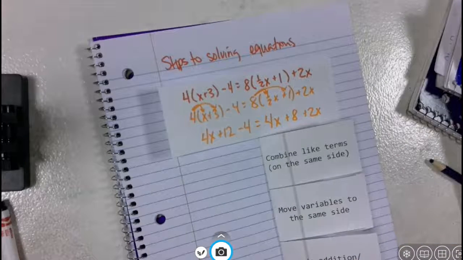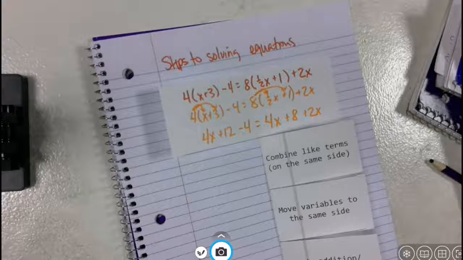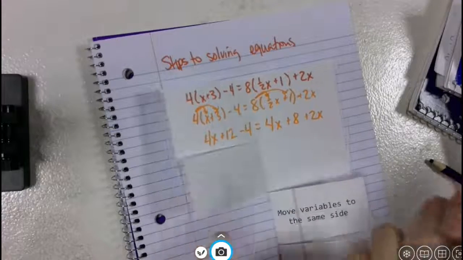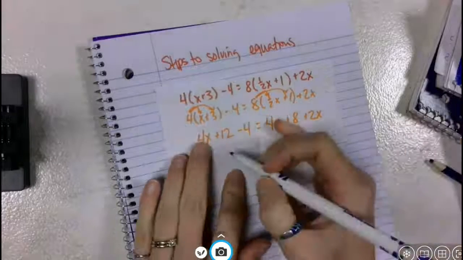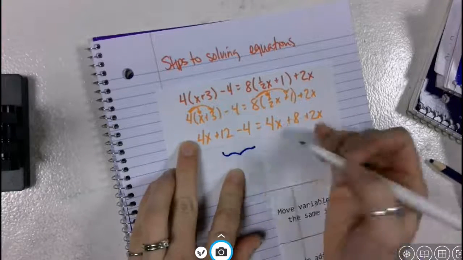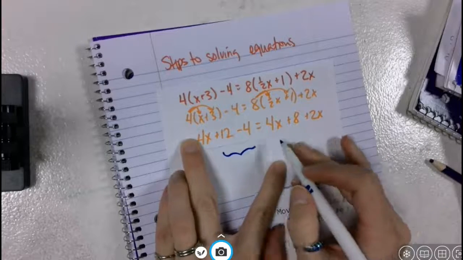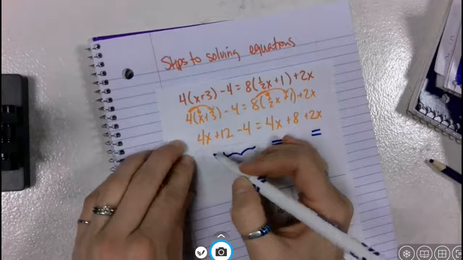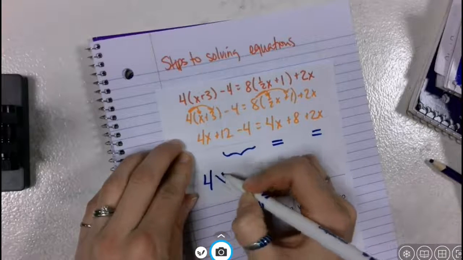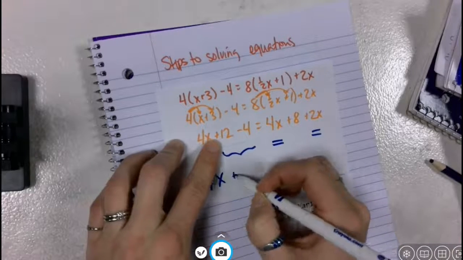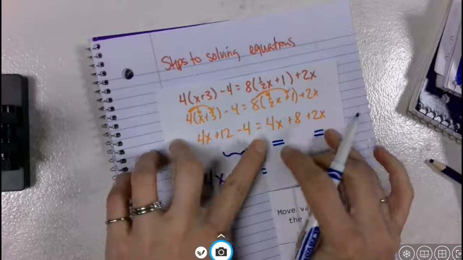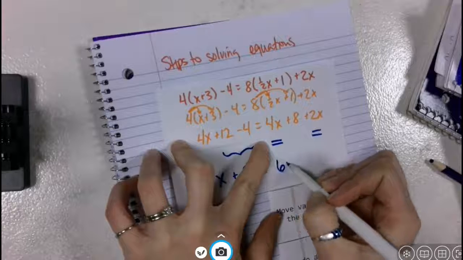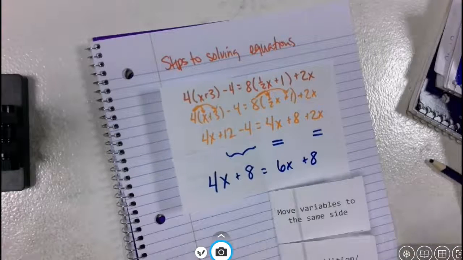Okay? So the next thing I have to do is I have to combine like terms that are on the same side of the equal sign. Okay? So what I notice is that these two would be like terms because neither of them have a variable, but then I also see that I have this 4x and this 2x on the right side. So on the left side, I'm left with 4x, 12 plus a negative 4 is plus 8, equals the 2 that I'm combining here, 4x plus 2x is 6x plus 8.